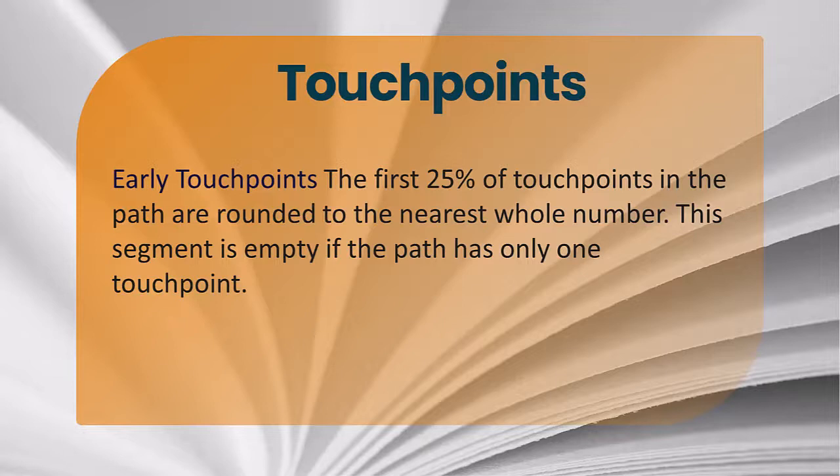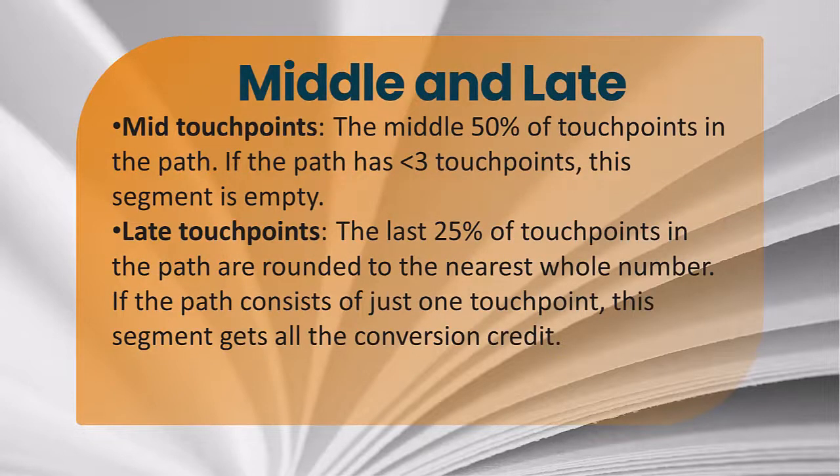Now, touch points are very important to look at. Early touch points are the first 25% of touch points in the path, rounded to the nearest whole number. This segment is empty if the path only has 1 touch point. So if there's only 1 touch point, then it won't show anything in your early touch points. Then the middle touch points are the middle 50% of touch points. If the path has fewer than 3 touch points, it's also empty. And then late touch points are the last 25% of touch points in the path. So you have early, middle, and late.